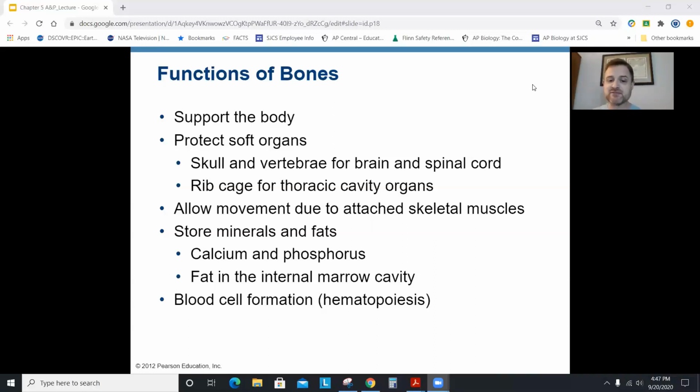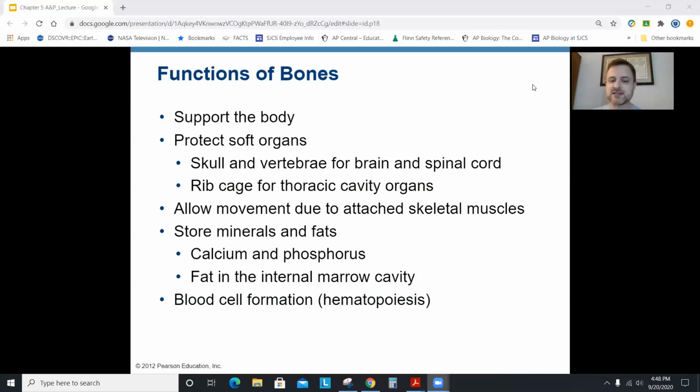They store minerals and fats. In terms of minerals, particularly calcium and phosphorus, which are things that obviously your bones need to be strong, but lots of things in your body, your nerves need calcium to work. So if there's no calcium in your blood, your nerves don't function. So not only do bones store these elements because they need them, but they can release them if your body is running short on them.